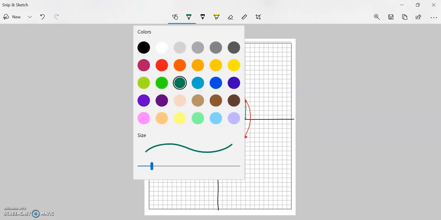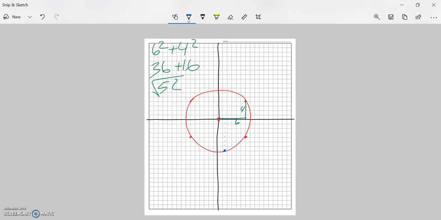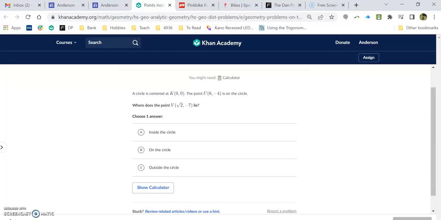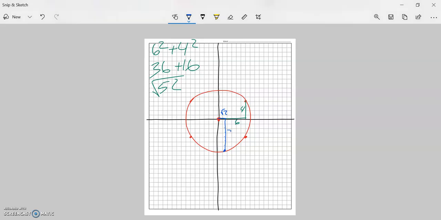Now let's find our other point. Remember, we're going over square root 2 and down 7. So we get square root 2 squared plus 7 squared. Square root 2 squared just becomes 2. 7 squared is 49. Remember, these things cancel out. 2 plus 49 is 51, and it's a square root. And once again, we are on the inside.